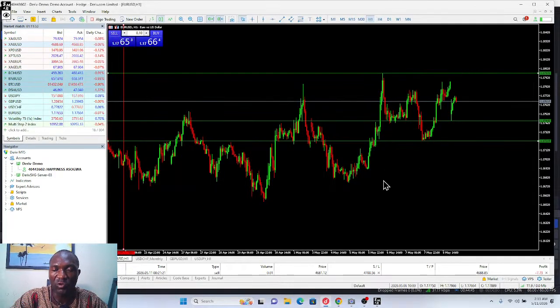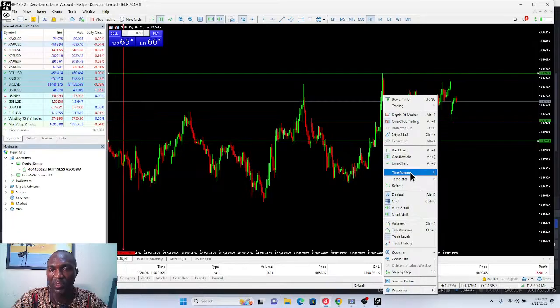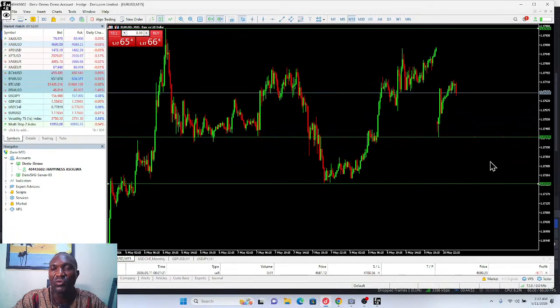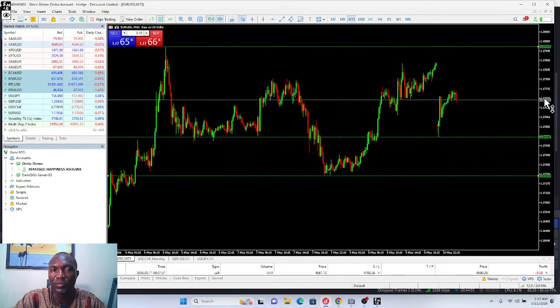So we stopped at where? We stopped at which time frame? We stopped at 1 hour. So the next thing you need to do is just go straight to your 15 minutes.